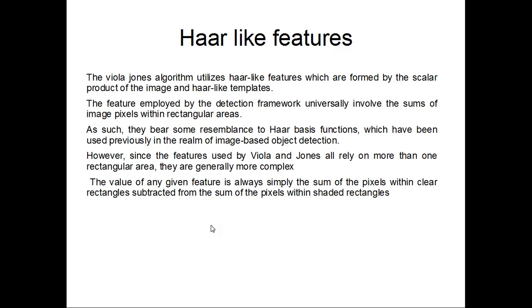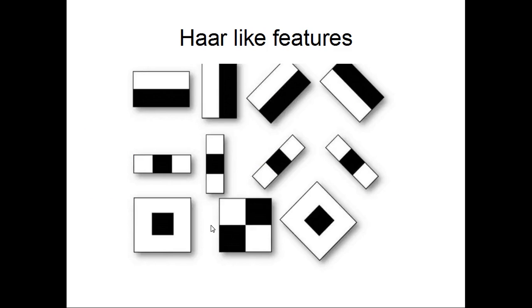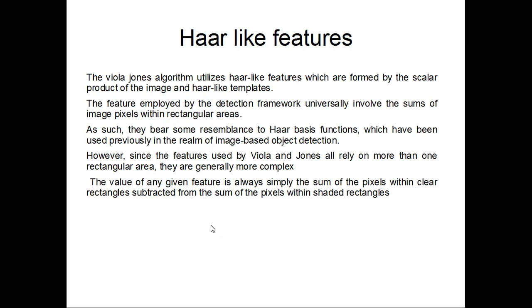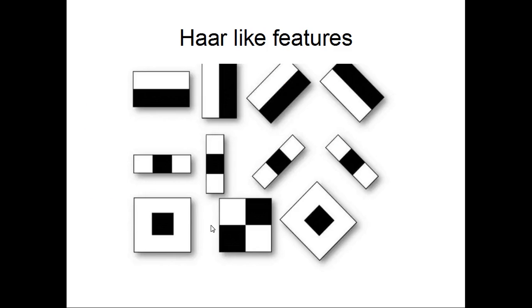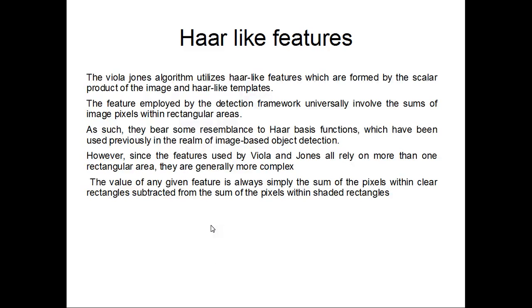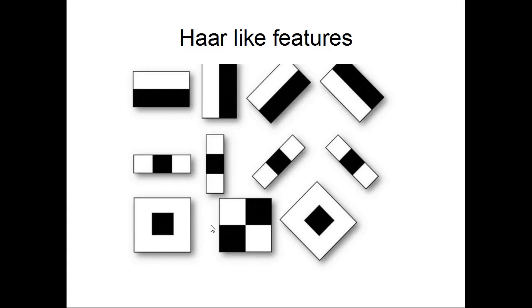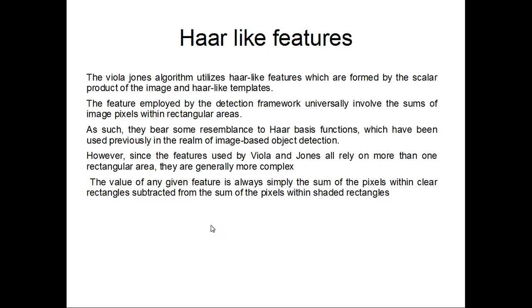The feature employed by the detection framework involves the sum of image pixels within rectangular regions like these. As such, they bear resemblance to Haar basis functions, which have already been used in image detection traditionally. The value of any given feature is simply the sum of the pixels within the dark regions and the non-shaded regions in the rectangles.